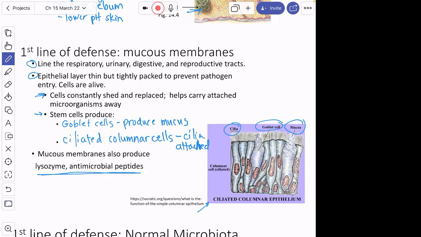And I mentioned this before, I think, when we first talked about the structure of flagella and cilia. People that smoke tend to have impaired cilia. Not only can their cilia not move as efficiently, but eventually those stem cells stop producing ciliated columnar cells, so they eventually lose the ability to make cilia at all. So in general, people that smoke are more susceptible to respiratory infections.